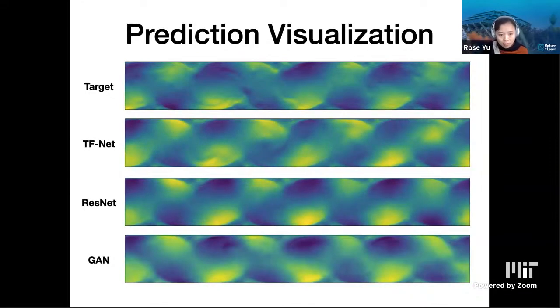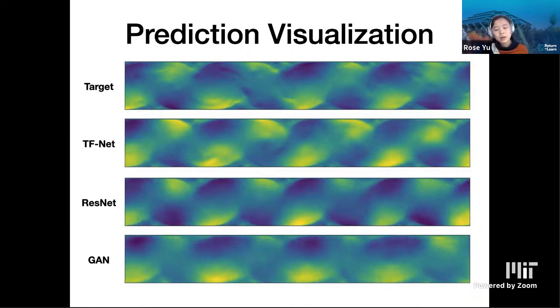In contrast, ResNet only learns the smooth behavior, so it lost a lot of the small scale dynamics, even though the large scale rotating pattern is sort of correct. And GANs have similar issues. They just lost all the small scale dynamics.